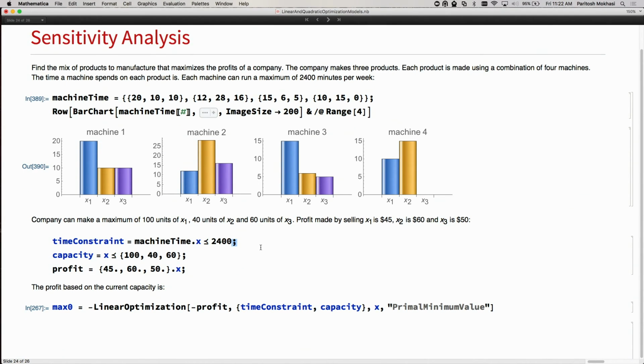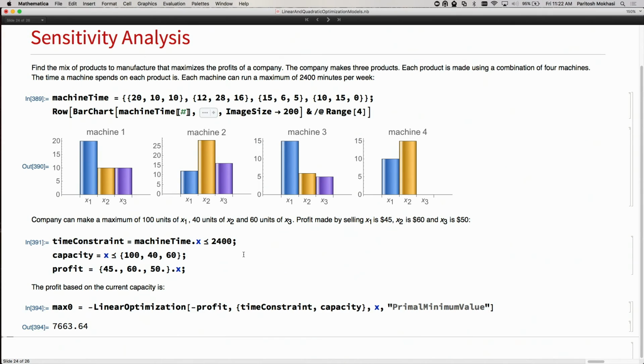I'm going to skip this example because I really want to talk about sensitivity analysis while I have time. I want to talk about it in terms of an example. Let's say that you have a company that's manufacturing 3 products, but it uses 4 machines to do that, and it has a number of constraints: you can't run the machine for more than a certain number of times. You have a maximum capacity on the products and what have you.